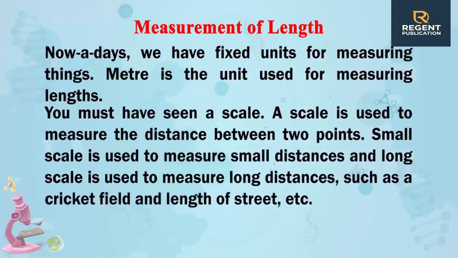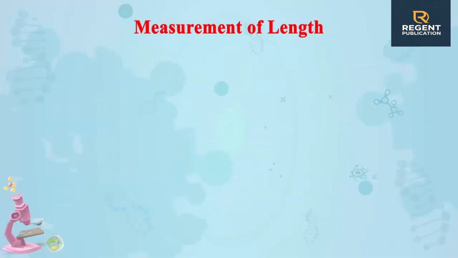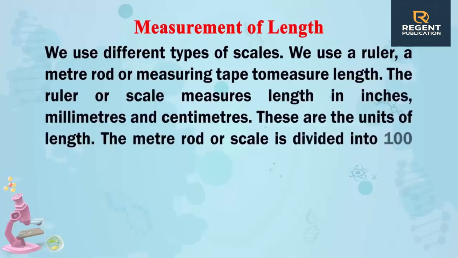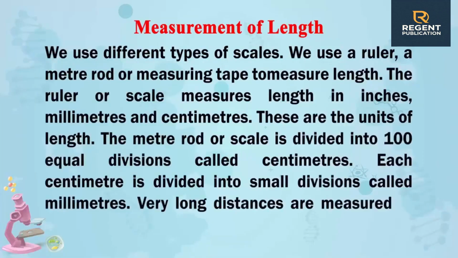You must have seen a scale. A scale is used to measure the distance between 2 points. A small scale is used to measure small distances, and a long scale is used to measure long distances, such as a cricket field and the length of a street, etc. We use different types of scales. We use a ruler, a meter rod, or measuring tape to measure length.